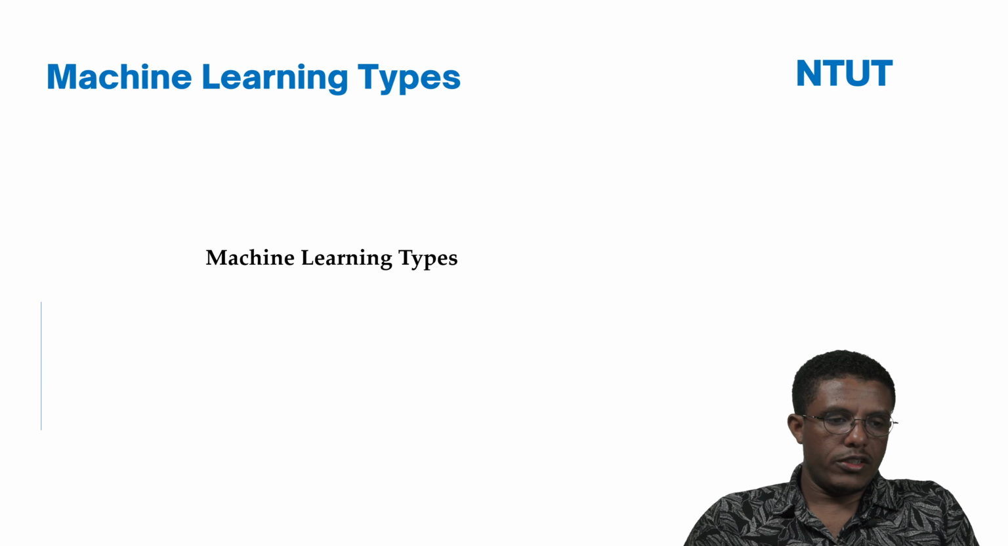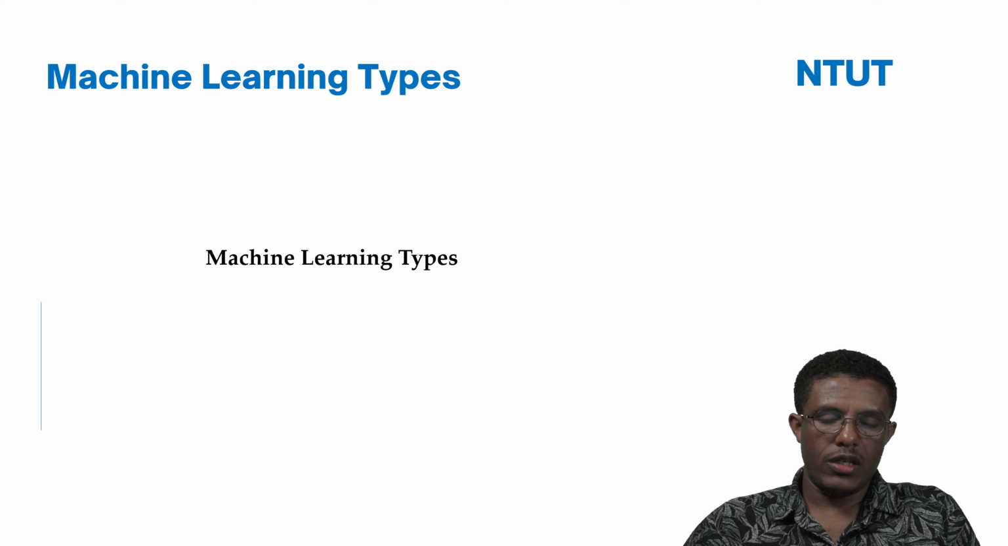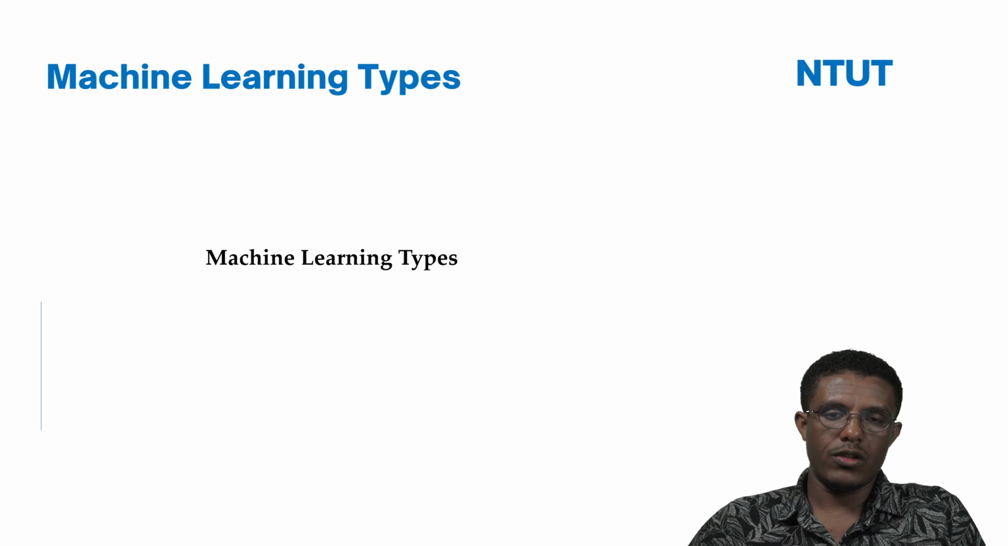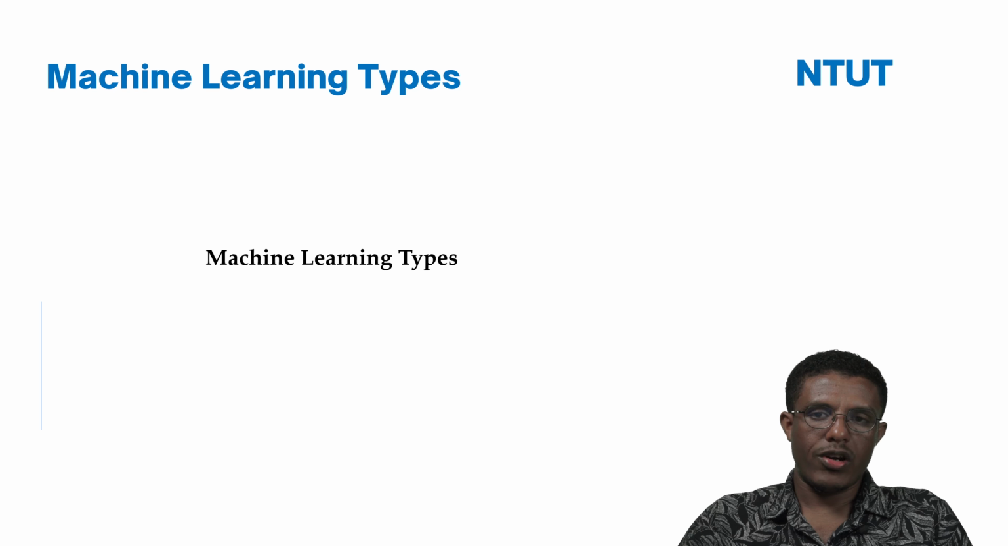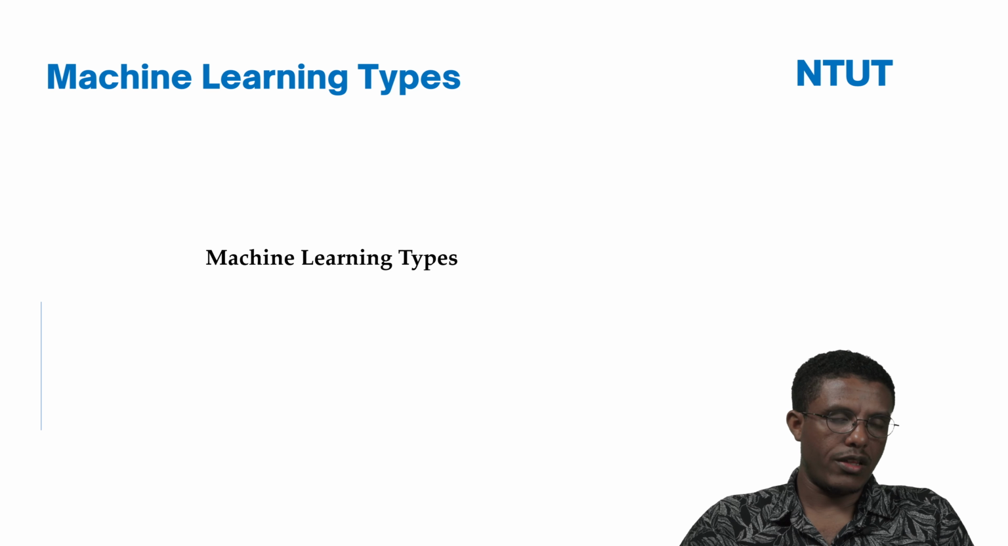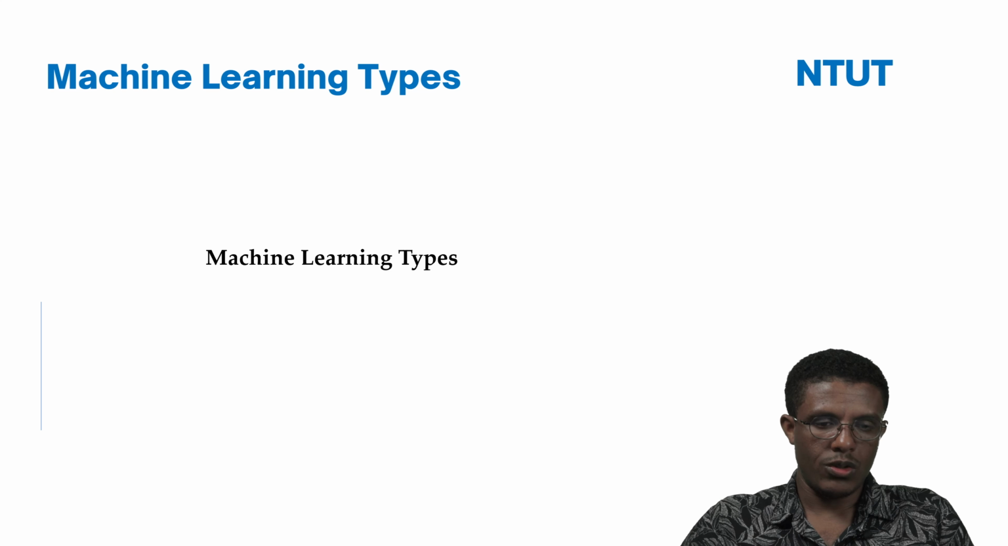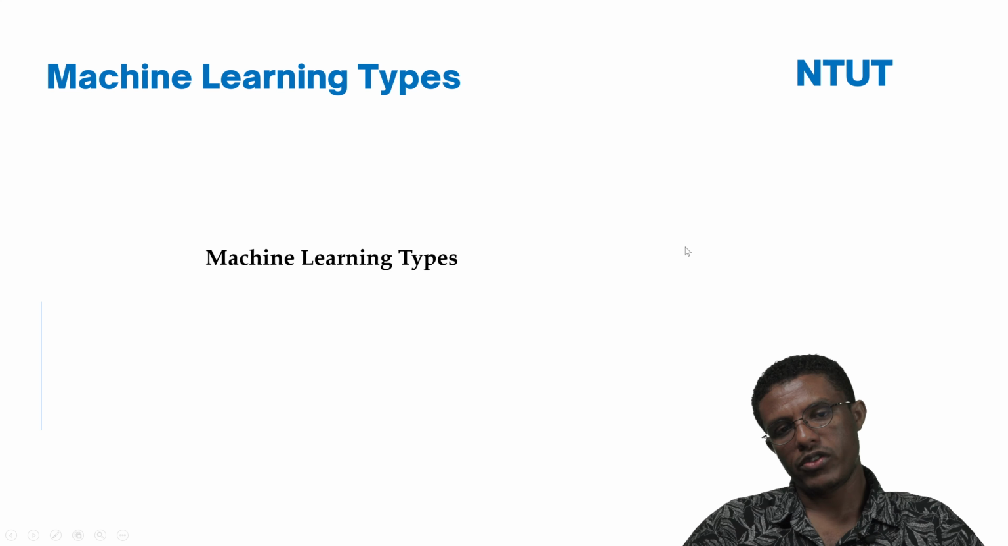So that is what the machine learning framework looks like. In the next slide, we will look at the different machine learning types. There are different types of machine learning, and they can be categorized depending on the problem or the nature of the data. We will see the details of the machine learning types.